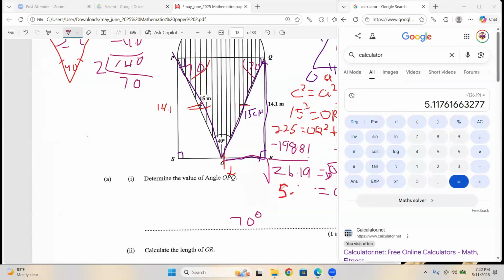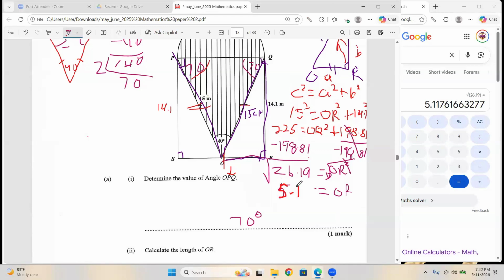Okay, I got 5.1, if I write it to one decimal place. Yeah, it's 5.1. Okay, is it meters? Yeah, meters. So that should be correct. Yes, that has to be correct.